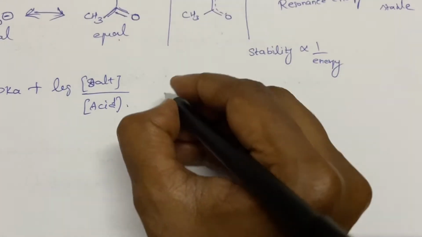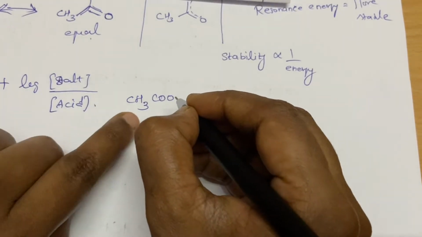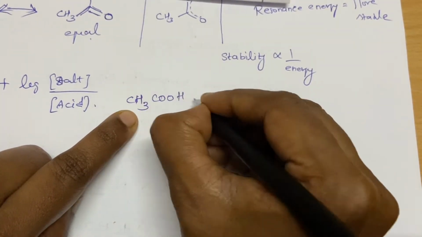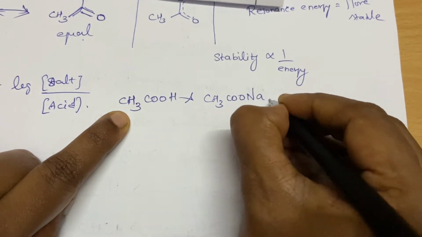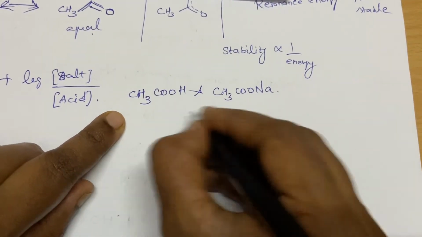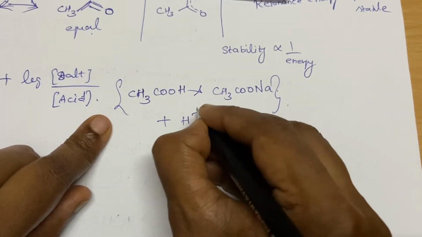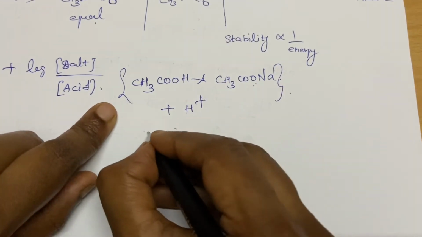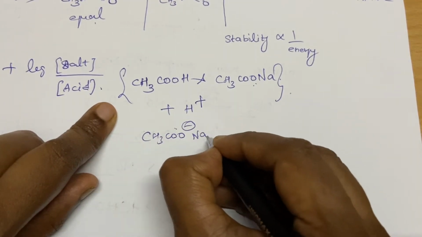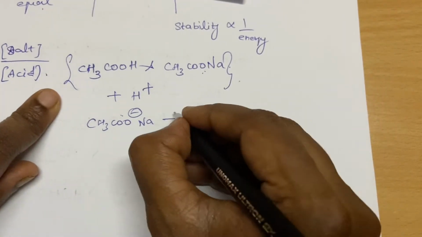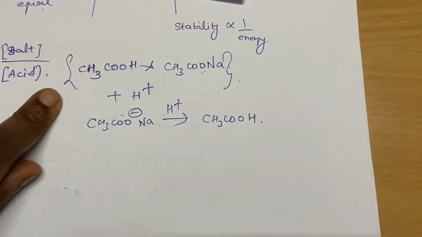So what is a buffer solution, students? For acidic buffer solutions, it is a solution of a weak acid and its corresponding salt with a strong base. If you add any amount of H+, immediately what reaction will take place? This salt, CH3COONa, reacts with H+ and immediately gives you the corresponding acid.